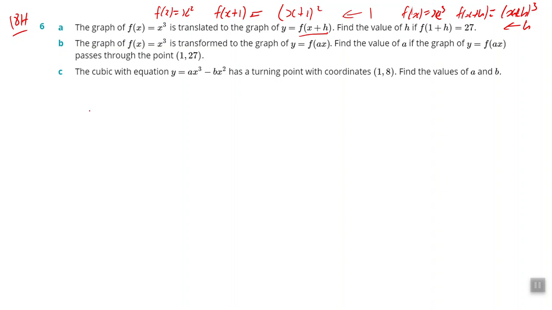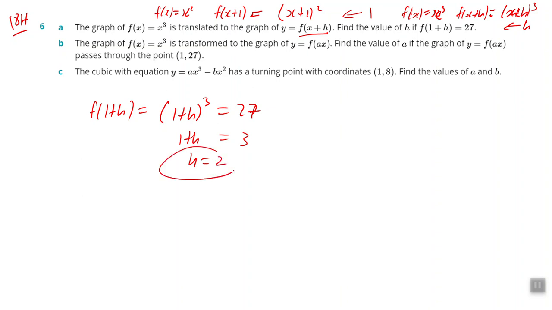So all you have to do is you go f(1 + h) would equal, instead of x, we go 1 plus h in place of x, and we know that equals 27, okay? So the cube root of 27 is 3, so 1 + h = 3, h = 2. So that's how you work out part A.